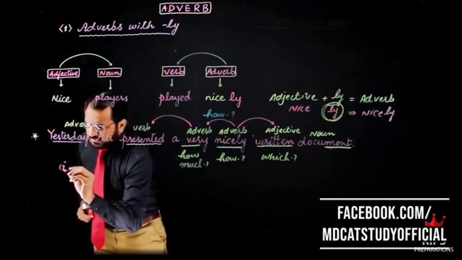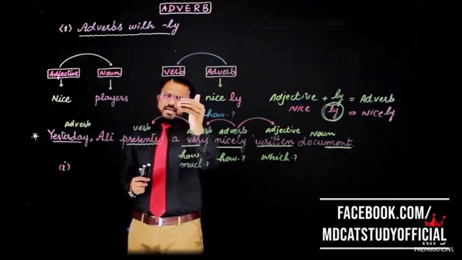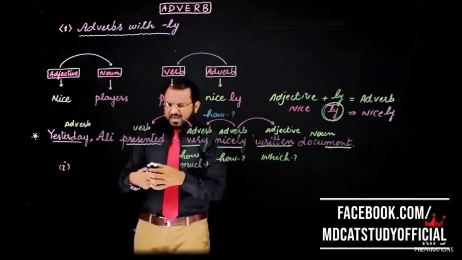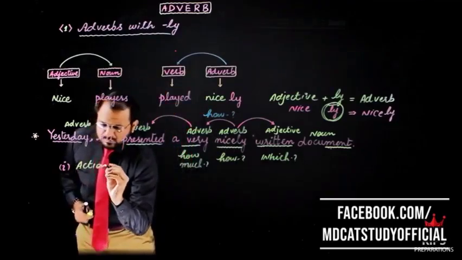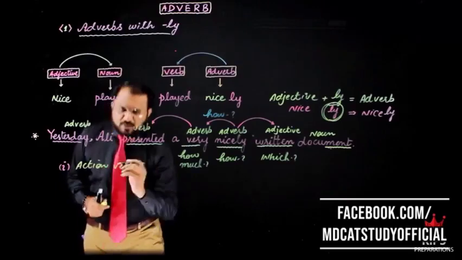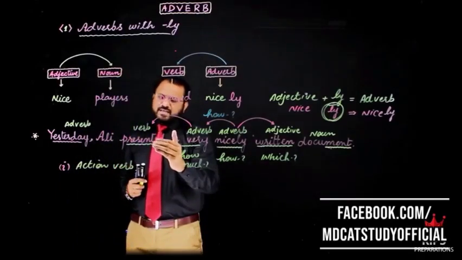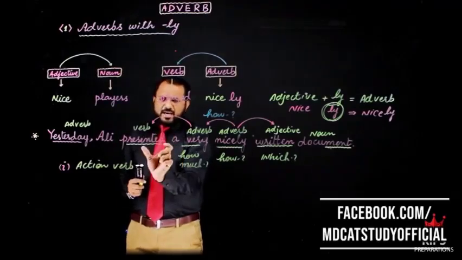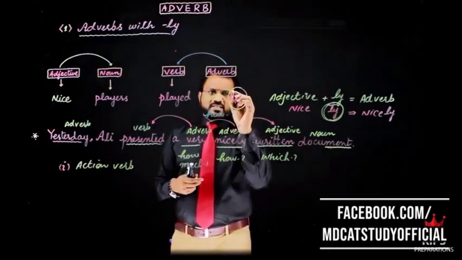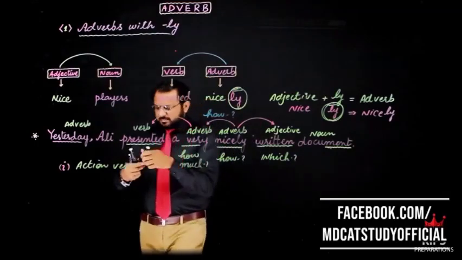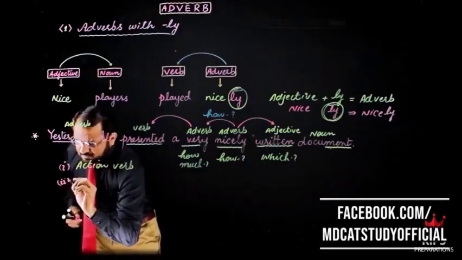Condition number one: you see present, presented, presented, play, played, played. You know, play, played, played is an action verb. Present, presented, presented is also an action verb. So the adverb after the action verb takes an ly. You can see. Number two, when to use an ly adverb.